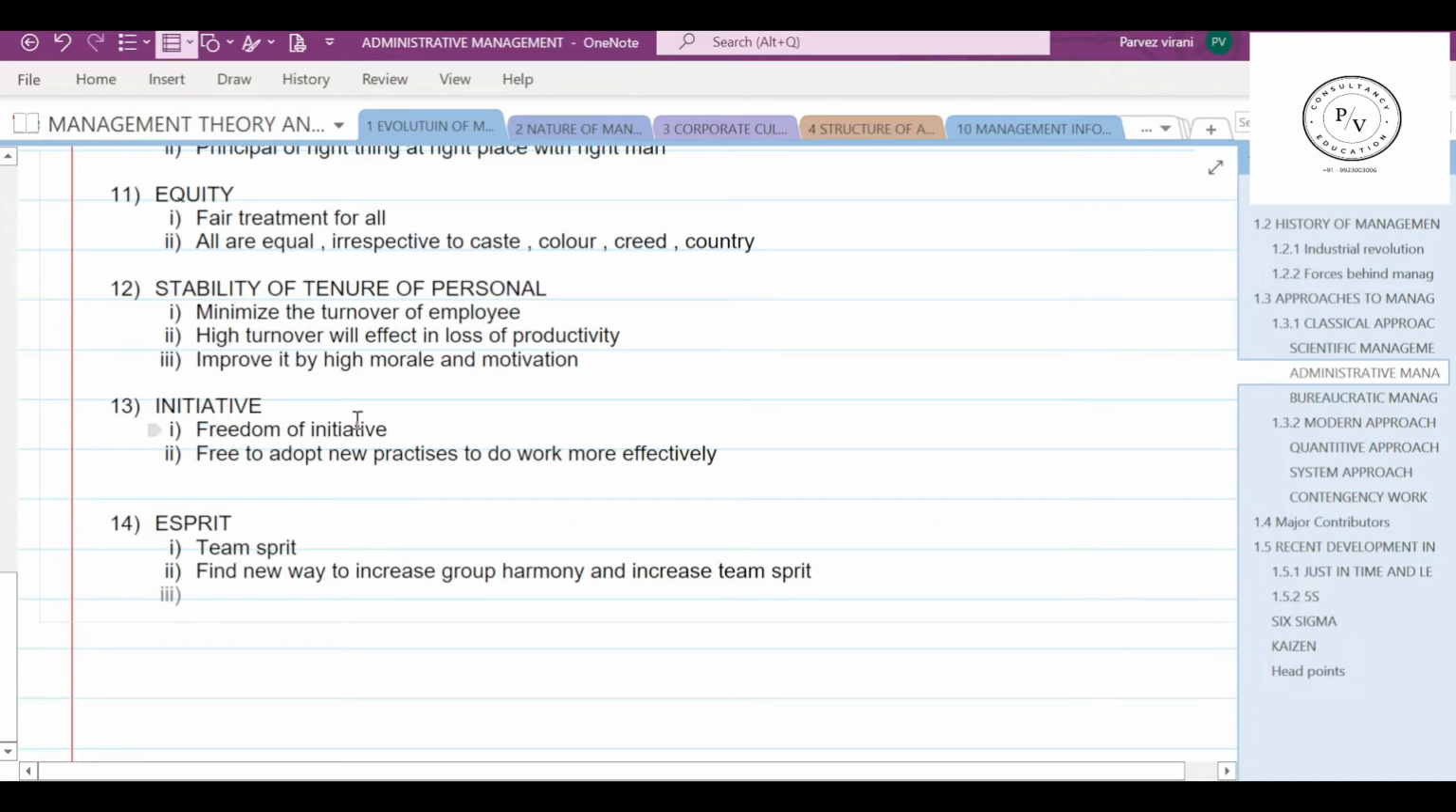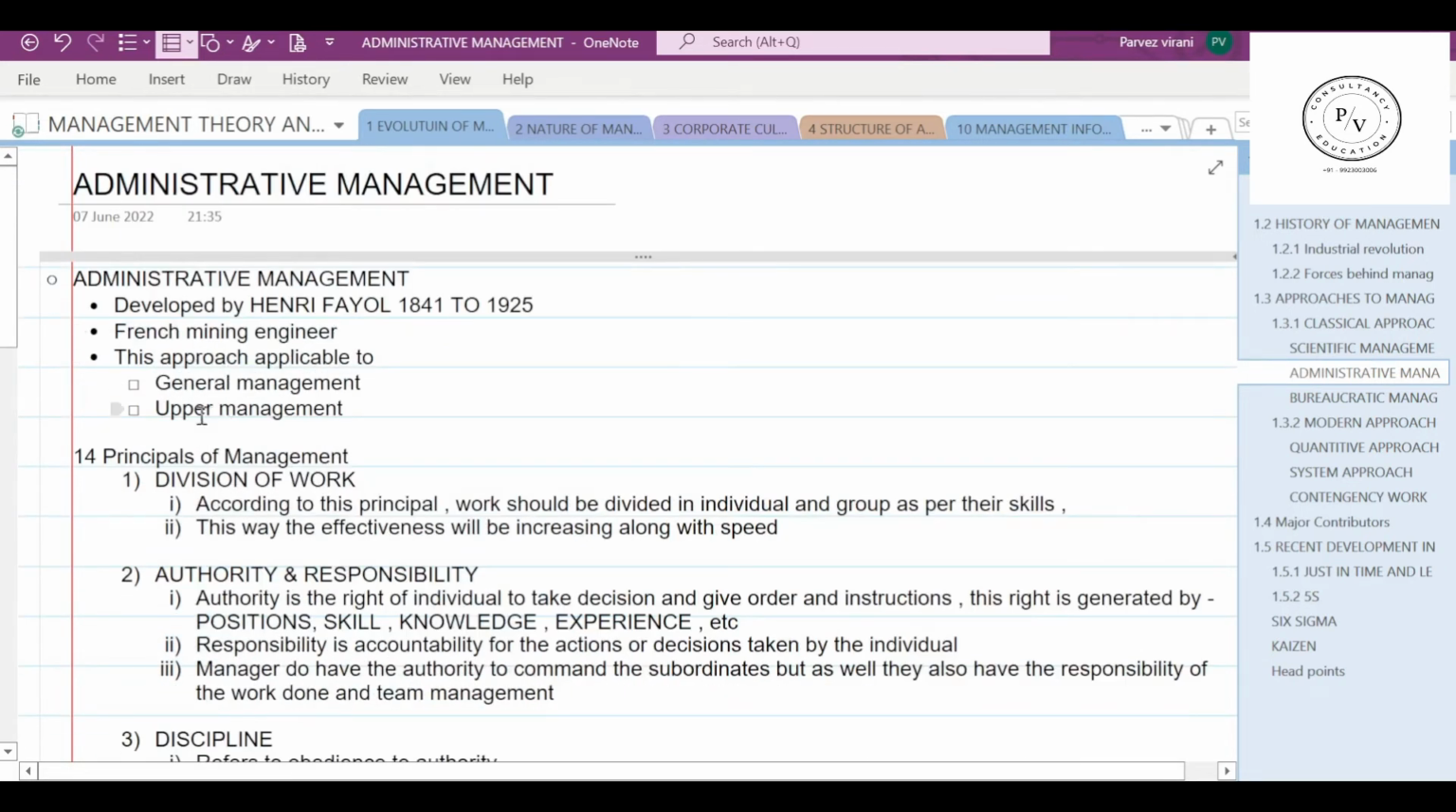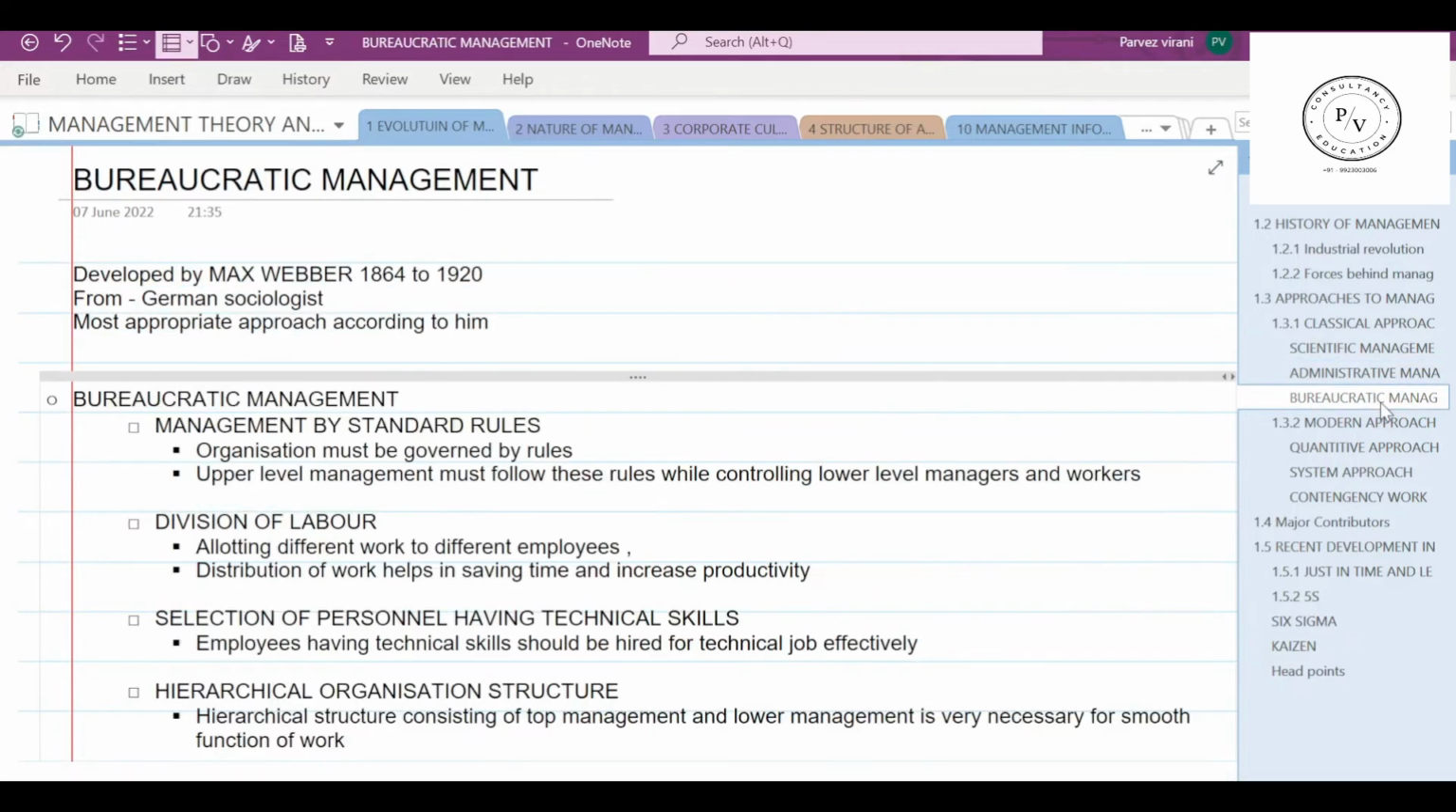Initiative. Freedom of initiative. Free to adopt new practices to do work more effectively. Esprit de corps. Team spirit should be there. Find new ways to increase group harmony and increase the team spirit. So these are the 14 points of management which is generally applicable to the general management or the upper management. So scientific classical approach का scientific हो गया, administrative हो गया.